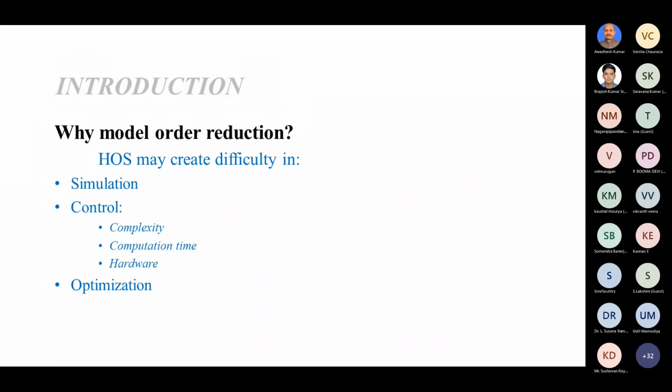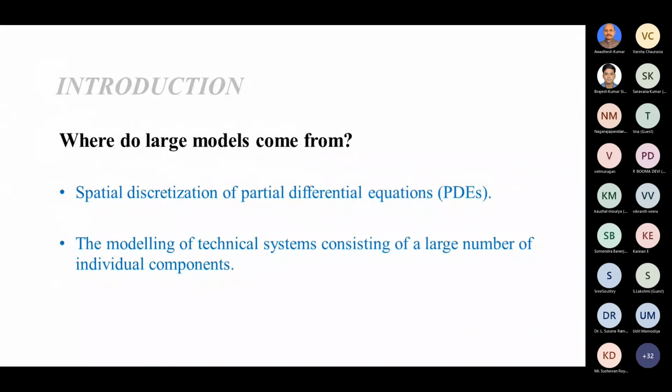Then where do these higher order models come from? If we do discretization of partial differential equations, for example using the finite element method, finite difference method or finite volume method, in MEMS, structural mechanics or heat conduction, we find that the order of the system is very high, and it necessitates reducing the order of the system. Another example is VLSI, the modeling of technical systems consisting of a large number of individual components, with hundreds of thousands or millions of transistors. Again, these generate higher order models.